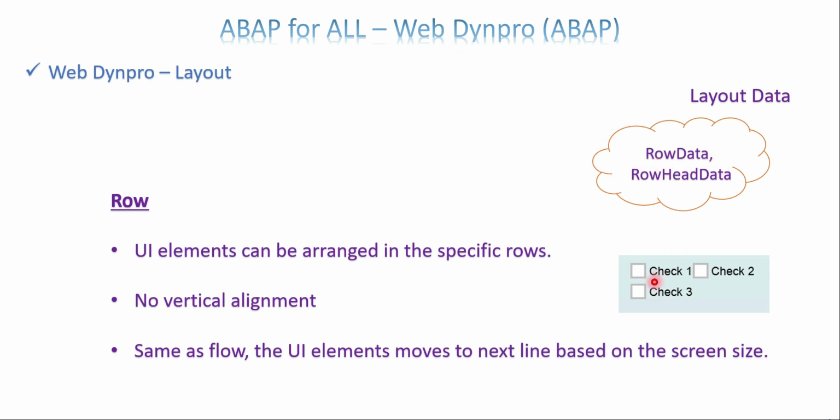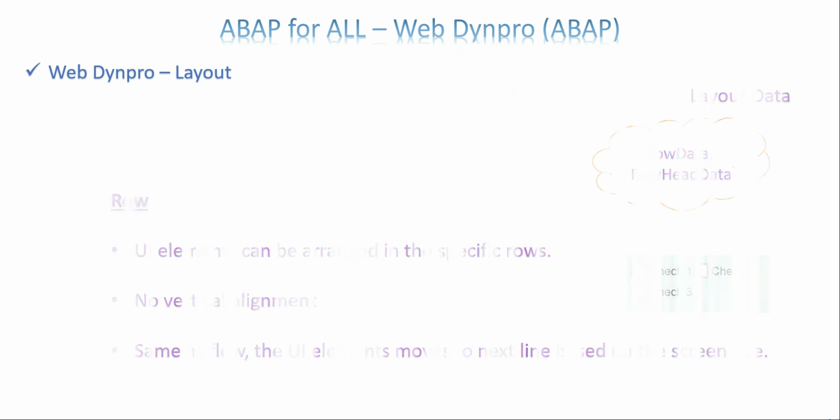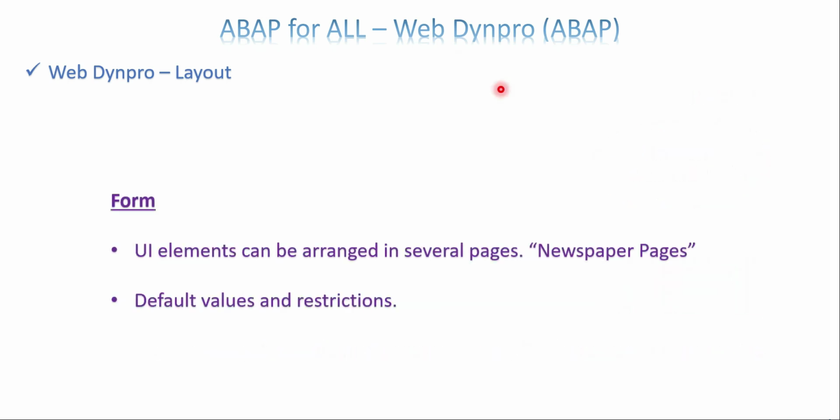So row data: check 1 and check 2 are coming under the option called row data, and check 3 is coming under row head data. Simple way of understanding: if you want to keep any UI element in a new line in the row layout, then you have to choose the layout data as row head data. Okay, and the next one is form.